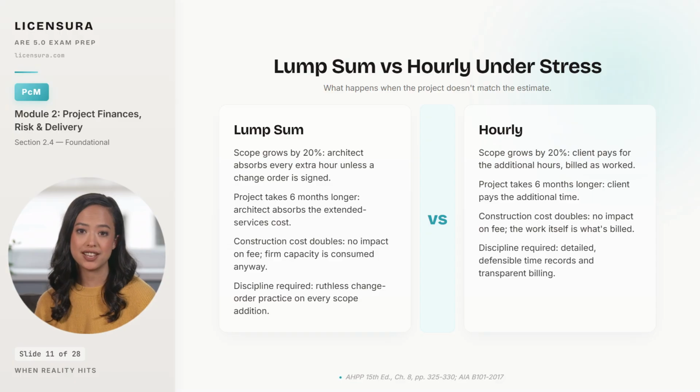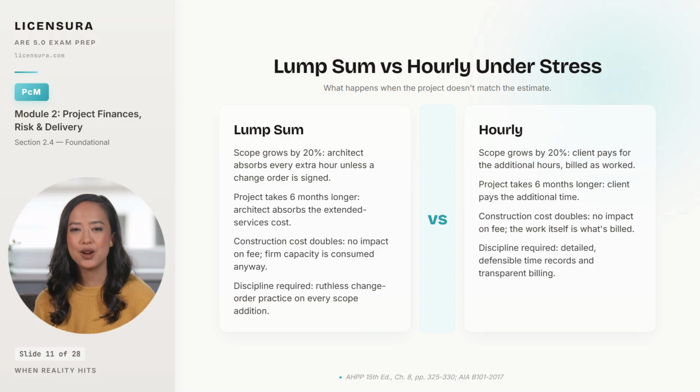Same dynamic when the project takes 6 months longer than planned. Under lump sum, the architect absorbs the extended services cost, while under hourly, the client pays for the time. Construction cost changes don't move the fee in either structure, but they do consume firm capacity, which means a lump sum firm running a project that drags out can find itself underwater on margin even though the contract value never moved. Hourly demands its own discipline: detailed, defensible time records and transparent invoices, because the trade-off for shifting scope risk to the client is that every billed hour has to survive scrutiny.